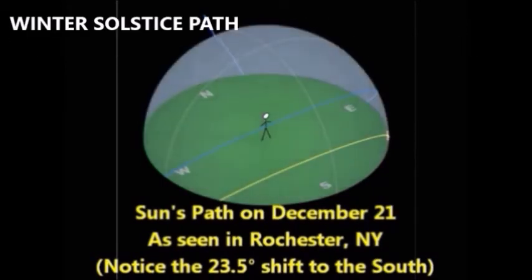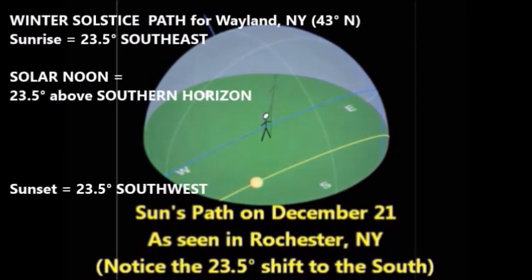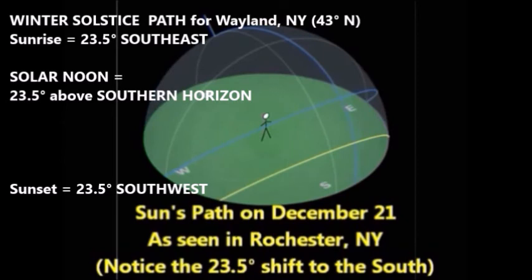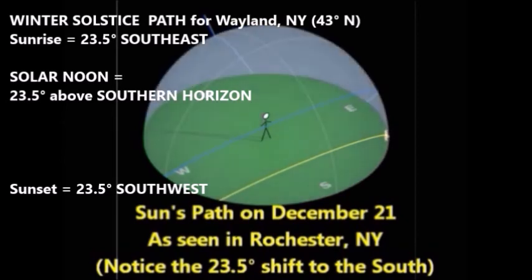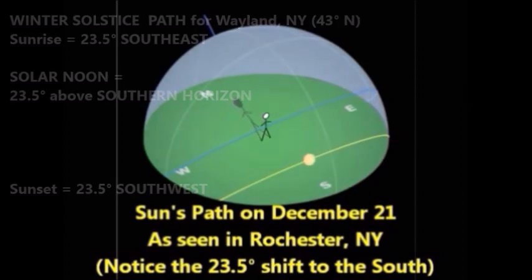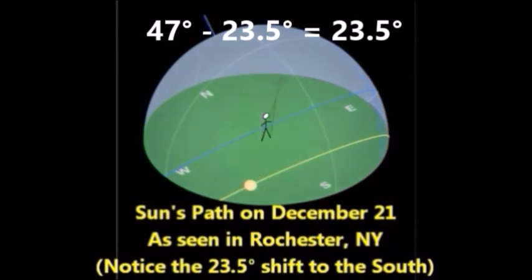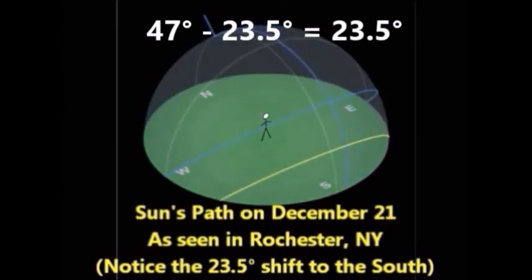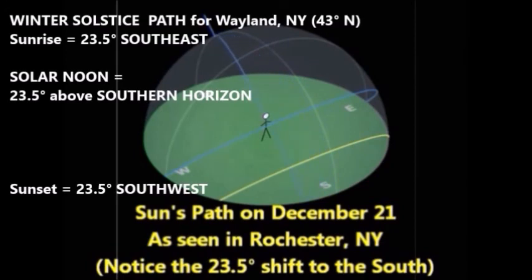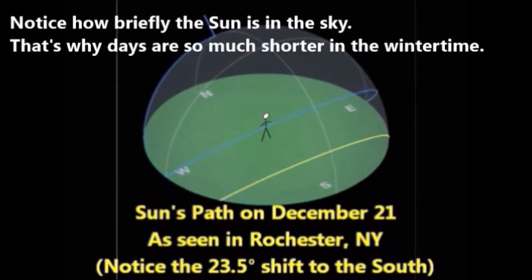On the winter solstice, December 21st, everything, sunrise, sunset, and solar noon, are shifted 23.5 degrees to the south. In Wayland, New York, the path of the Sun would look like this. The Sun rises 23.5 degrees south of east. At solar noon, it is 23.5 degrees lower in the sky, and since 47 degrees minus 23.5 degrees equals 23.5 degrees, the Sun's altitude would be 23.5 degrees above the southern horizon, and the Sun sets 23.5 degrees south of west. Notice how briefly the Sun is in the sky. That's why days are so much shorter in the wintertime.